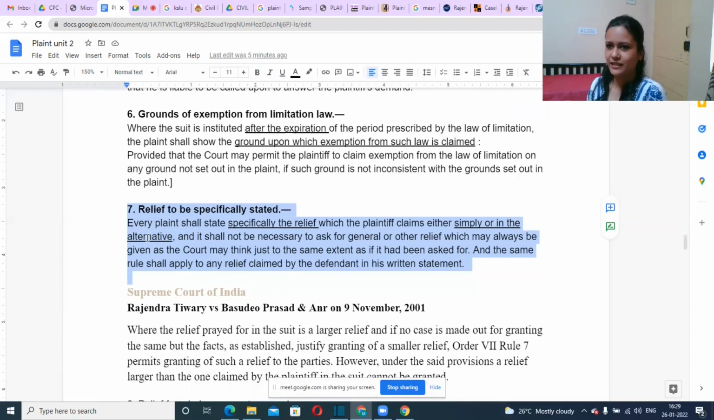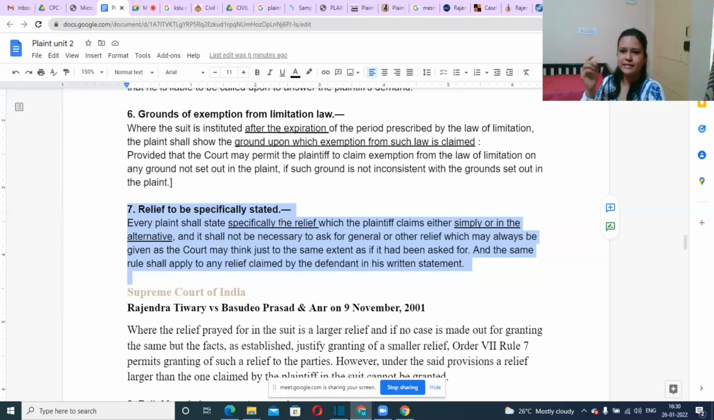If you look at the Specific Relief Act, there it is mostly mentioned that if a party is only asking for specific performance of contract and you feel that specific performance is not possible, then rather than simply returning the party without giving anything, you ask them to make changes in the plaint. Ask the party to ask for compensation because specific performance of contract is not applicable. Right? So relief to be specifically stated. Only when I mention the relief that I'm seeking may it be provided by the court, not otherwise.